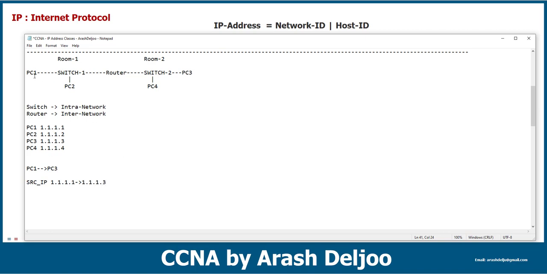Now this packet is received by the switch. How can the switch or router understand that this traffic should go to the next network, to room 2, or that it should not forward the traffic to room 2? Here we don't have any structure for the routing.